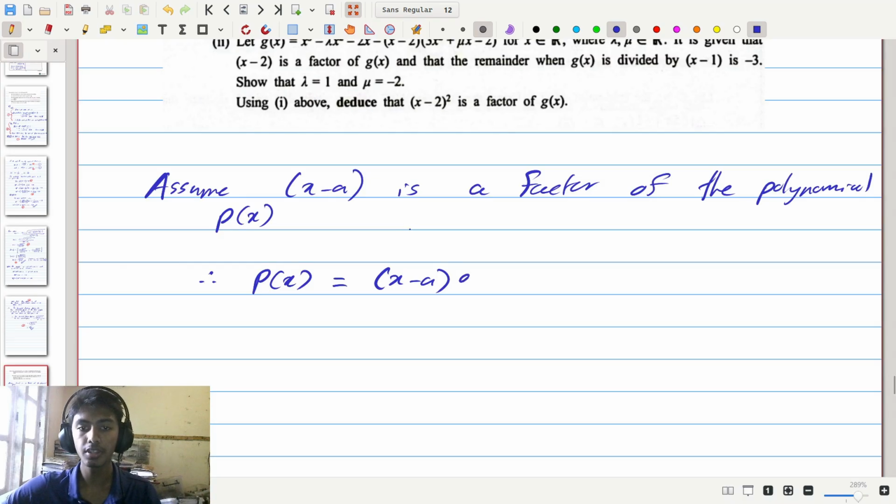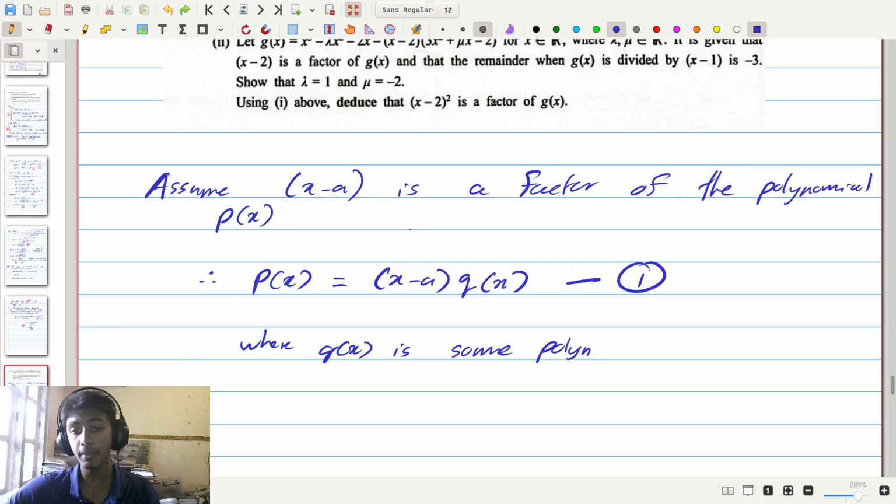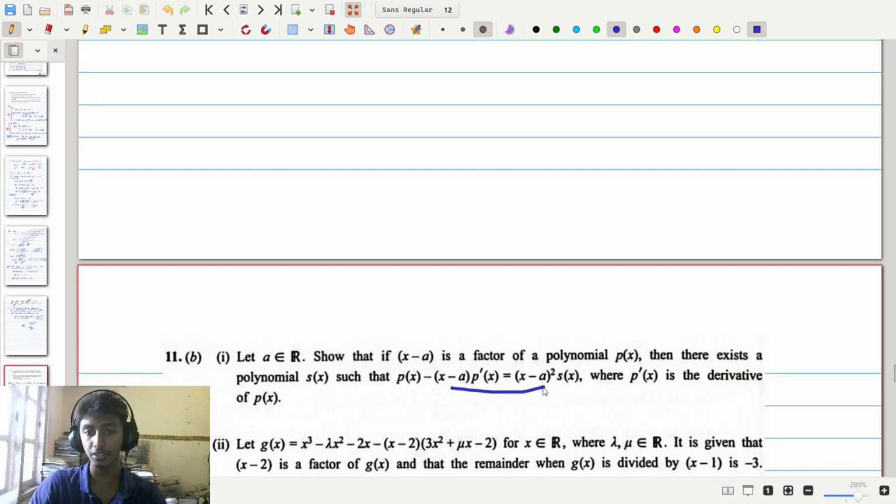So times q of x, and we're going to call this equation 1, and we're of course going to have to say that q of x is some polynomial. Now again, we don't know anything about this, but we know it must be true. So it's some polynomial. Now, given this, let's try to take the derivative of both sides and see what happens, because we're going to have to do that at some point in order to get p prime of x, which is there in this equation here.